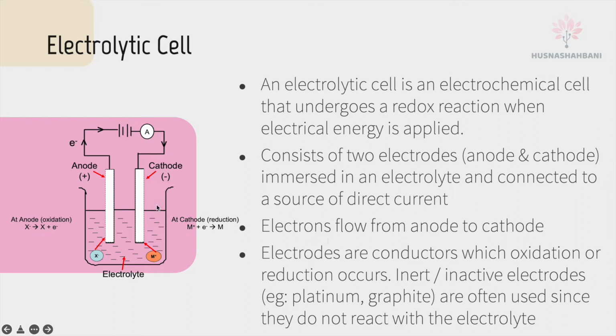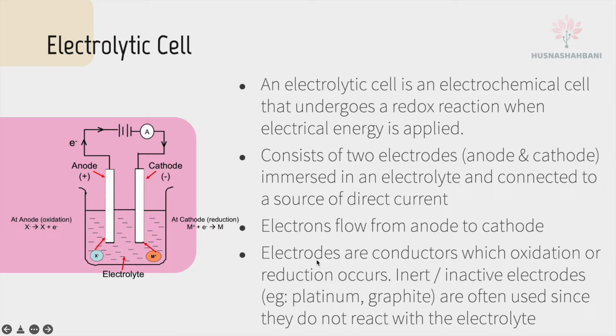Electrons flow from the anode to the cathode. Note that here the anode is the positive electrode. In a galvanic cell previously, the anode is the negative electrode, so it is opposite in an electrolytic cell. The anode is the positive electrode.